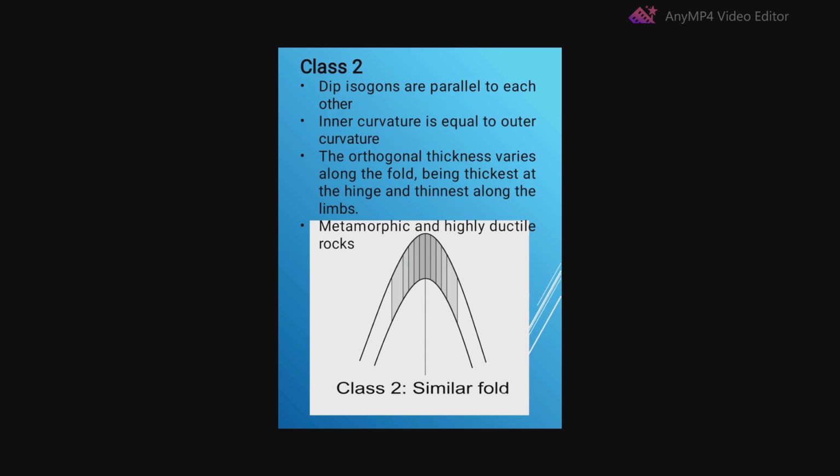Orthogonal thickness varies along the fold, being the thickest at the hinge and thinnest at the limb. It is found in metamorphic and highly ductile rocks.